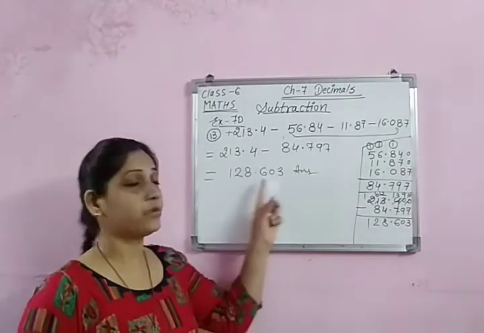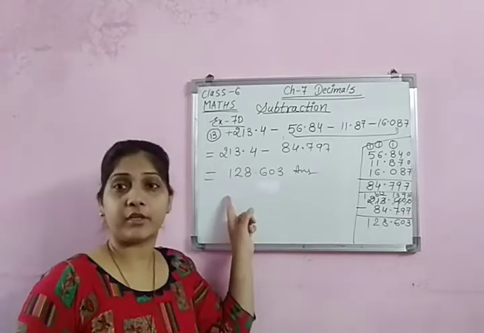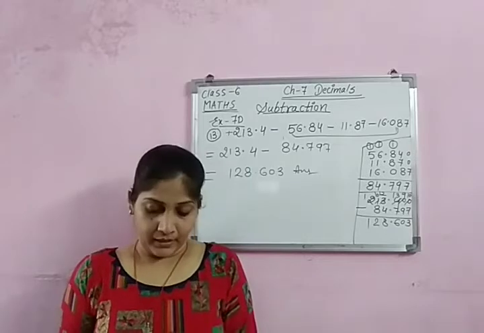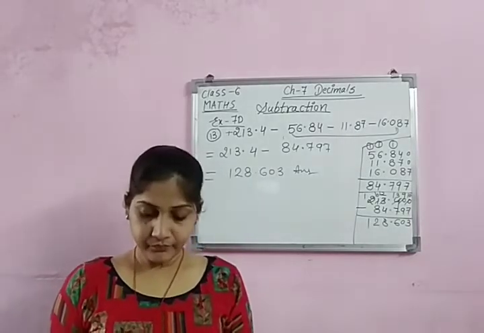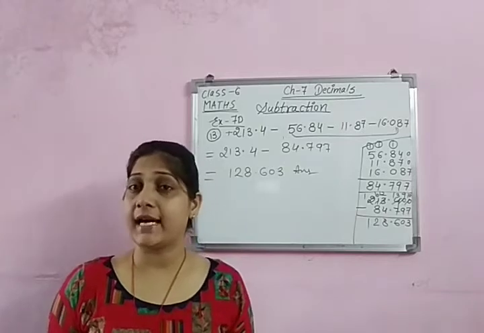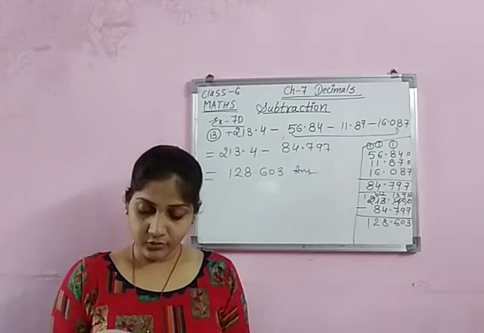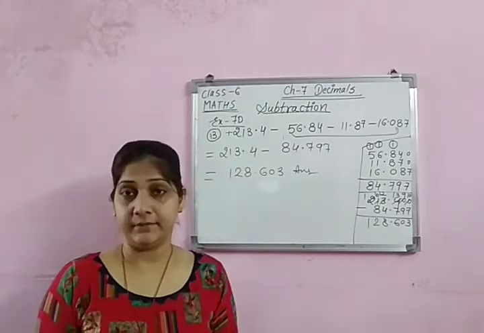Yes, it's 128.603 and it is with the positive sign because the bigger number is positive. So in this way we can do simplification. Okay. Now some word problems from your book only. Question number 17 to 20 I had given for solving in the worksheet also. So let's do one question. That is question number 15.